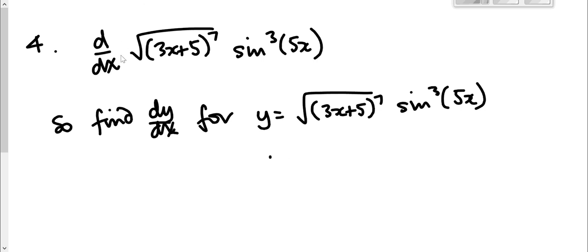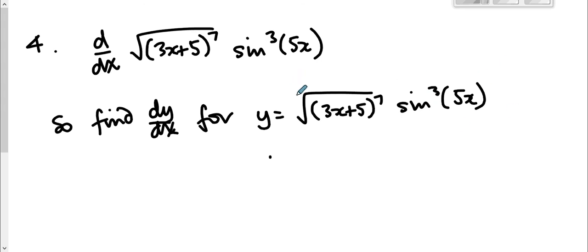Now this one has quite a lot in it, which is why I left it to a separate video of its own. And so we're taking d by dx of this thing here. Okay, now that's the equivalent of saying find dy by dx for y equals that thing.